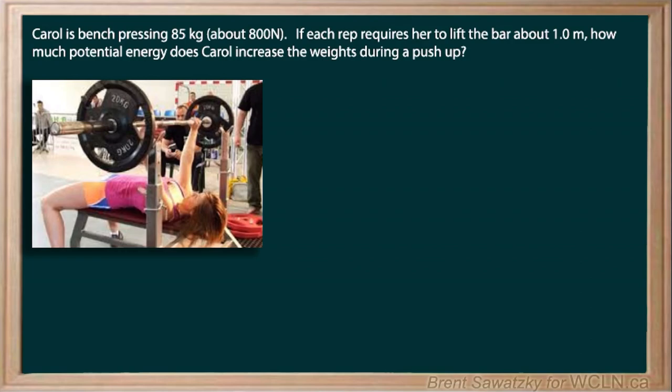So looking at the increase in potential energy during this bench pressing session here. We do know that potential energy, the energy of position, is equal to the average force to get it into position times the distance traveled using that average force.